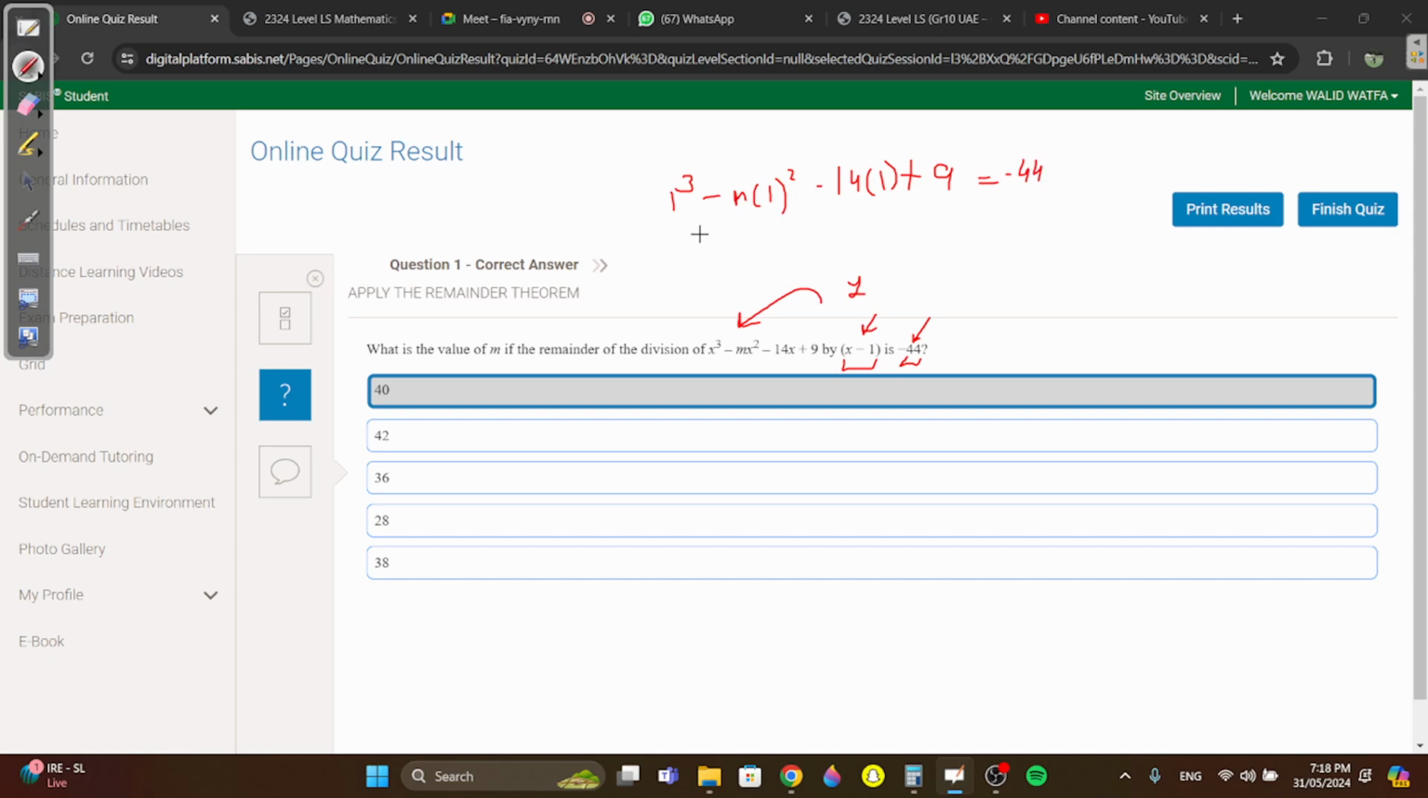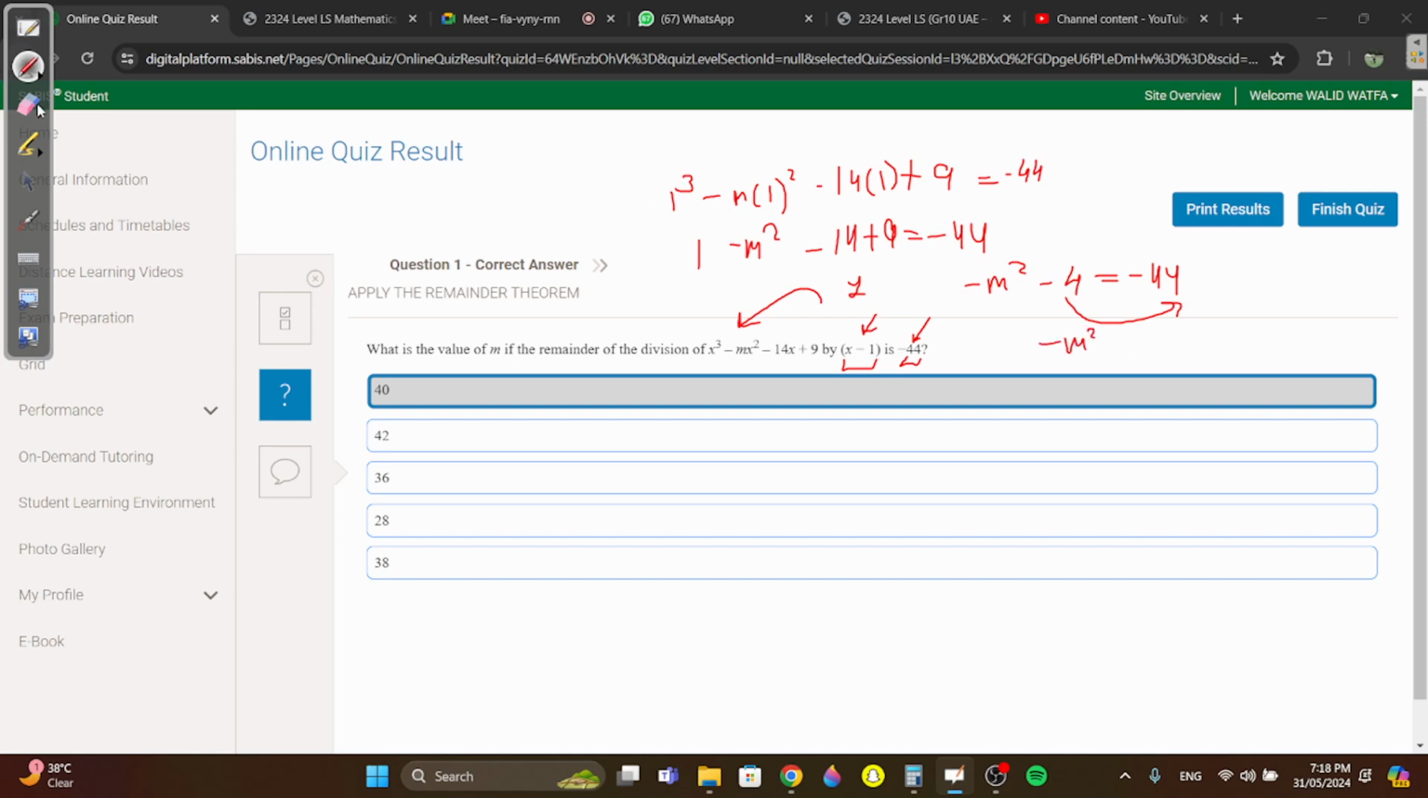So can we solve for m? Yes, we can. 1 to the power of 3 is 1, minus m squared, minus 14 plus 9 equals minus 44. You're going to get minus m squared. 1 minus 14 is minus 13. Minus 13 plus 9 is minus 4, equals minus 44. Then you take minus 4 to the other side.